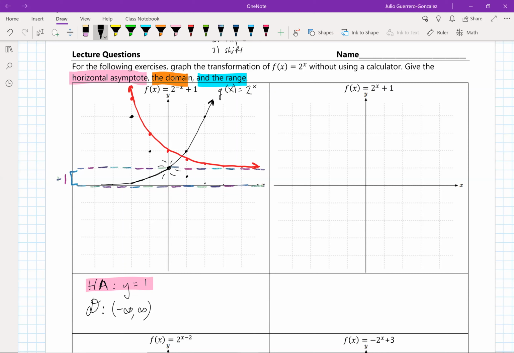And the range would be from... it'd be 1 to infinity, right? Do we include 1 or do we not include 1? Not include 1. You guys are feeling good about this? This is pretty good.